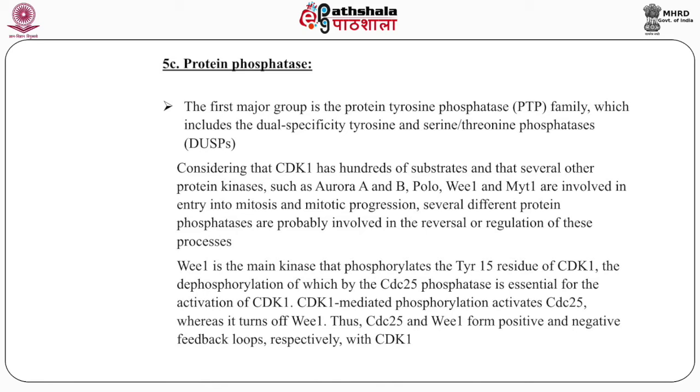V1 is the main kinase that phosphorylates the tyrosine 15 residue of CDK1, the dephosphorylation of which by CDC25 phosphatase is essential for the activation of CDK1. CDK1-mediated phosphorylation activates CDC25, whereas it turns off V1. Thus, CDC25 and V1 form positive and negative feedback loops respectively with CDK1.